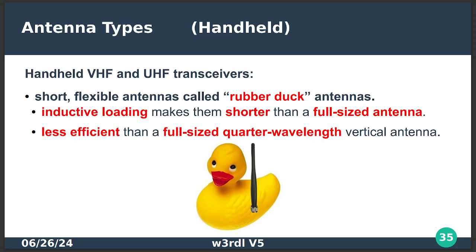Short flexible antennas are called rubber duck antennas. Inductive loading makes them shorter than a full-sized antenna. So this base right here has a tightly wound coil in there that makes the antenna appear to the radio to be much longer than its physical length. That's a technique you'll come across later in much better antennas than that.